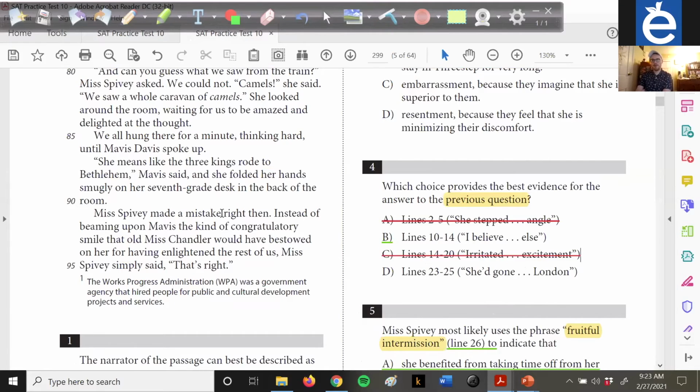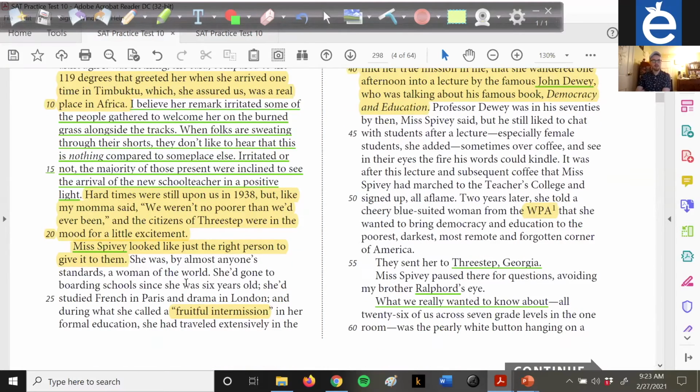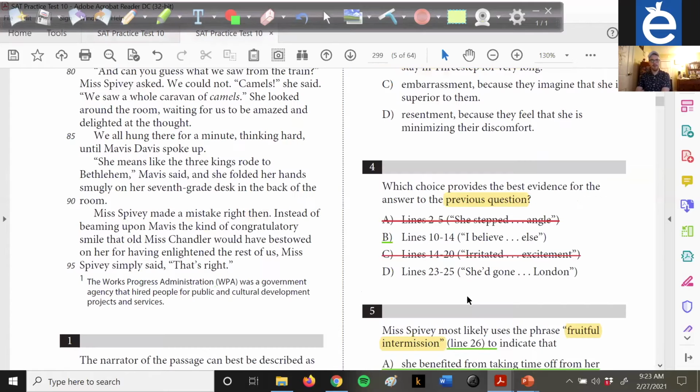Lines 23 to 25, starting with "she'd gone" and ending with "London." She'd gone to boarding school since she was 6 years old. She'd studied French in Paris and drama in London. Cool facts, but doesn't have anything to do with the people at the train station. B is our best option.